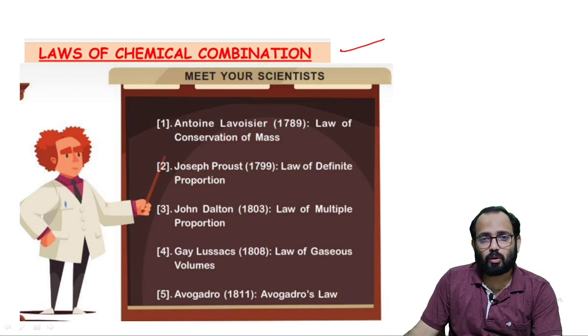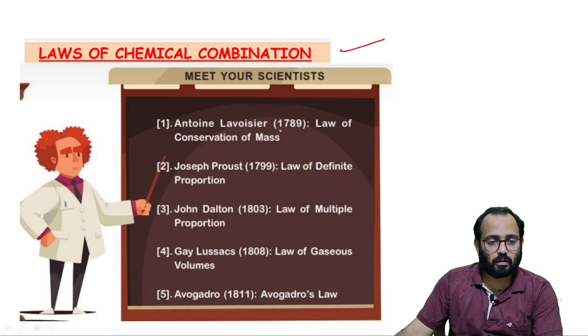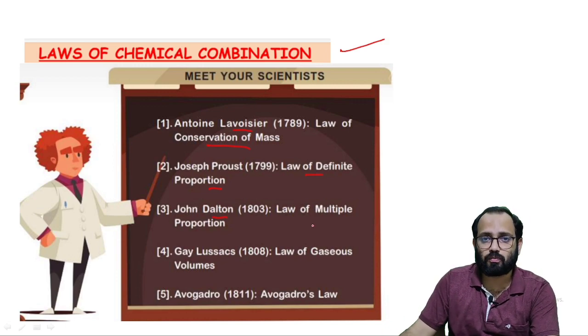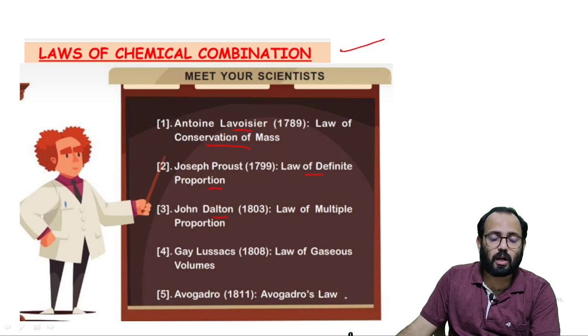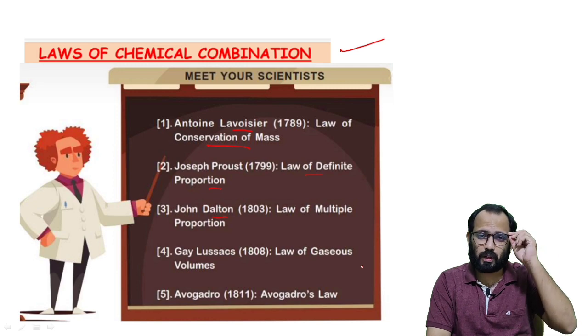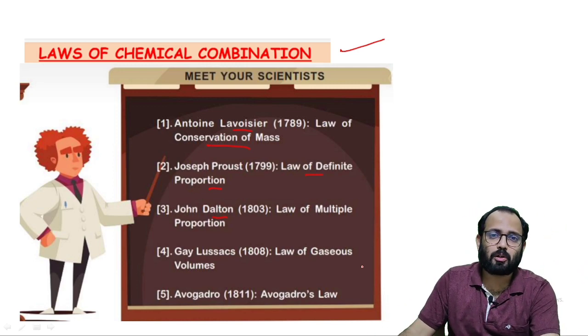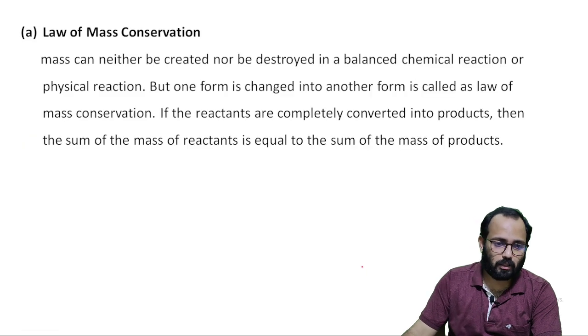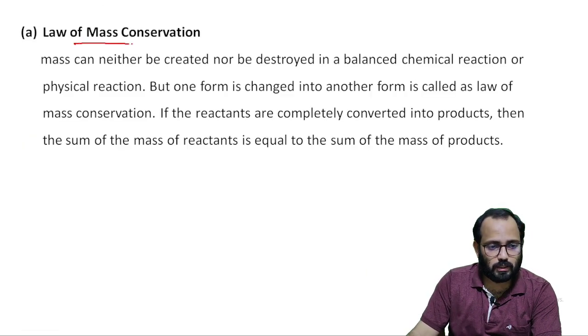There are five important laws of chemical combination. The first one, law of conservation of mass, given by Antoine Lavoisier, and the second one, law of definite proportion, by Joseph Proust. Third one, law of multiple proportion by John Dalton. Fourth one, law of gaseous volume by Gay-Lussac. And the last one, Avogadro's law. Other than this, we'll be studying the law of reciprocal proportion, and we'll discuss Dalton's atomic theory as well. So first we'll start with the law of conservation of mass.